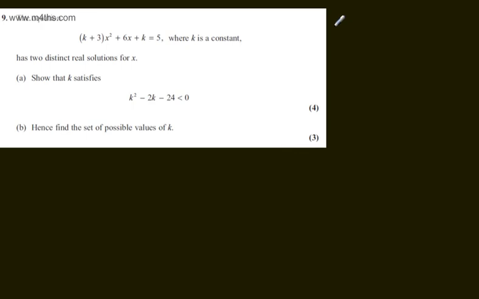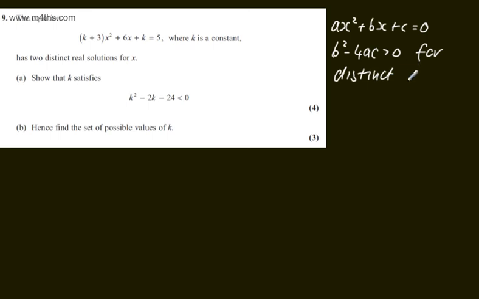If we have a quadratic equation in the form ax squared plus bx plus c equals 0, the discriminant b squared minus 4ac will be greater than 0 for distinct real roots. And that's the first thing I'm going to write in my answer. So for distinct real roots or real solutions, the first thing I need to do is put this quadratic in the form ax squared plus bx plus c is equal to 0.